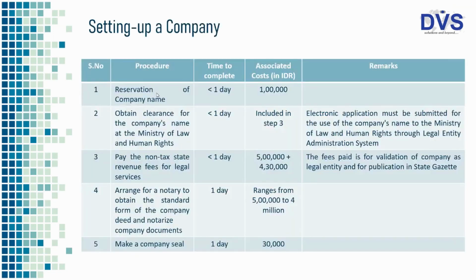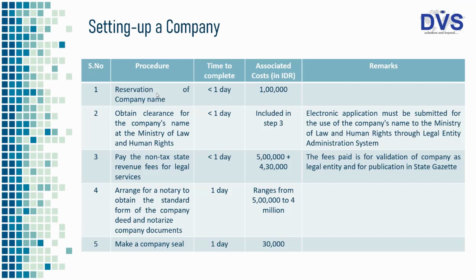And these are the criteria, timelines, and costs involved in setting up a foreign company. Reservation of a company name takes less than a day and costs about 100,000 Indonesian rupiah. Obtaining clearance for the company's name at the Ministry of Law and Human Rights takes less than a day, as the electronic application can be made and the approval received online. Paying the non-tax state revenue fee for legal services takes less than a day and ranges somewhere between 400 to 500,000 Indonesian rupiah.